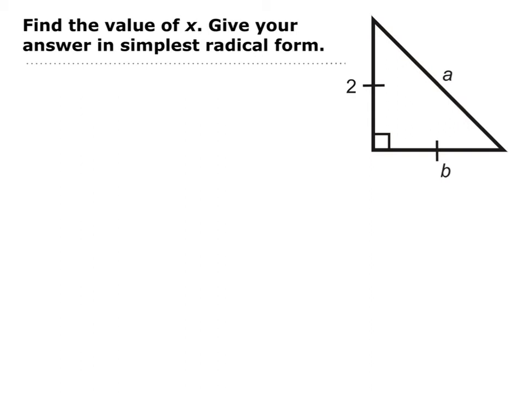So find the value of x, give your answer in simplest radical form. Wouldn't B be 2? What's B? 2. Okay. So then it'd be 2 square root 2. That's it? That's it. Seems a little too easy. It's really not hard.